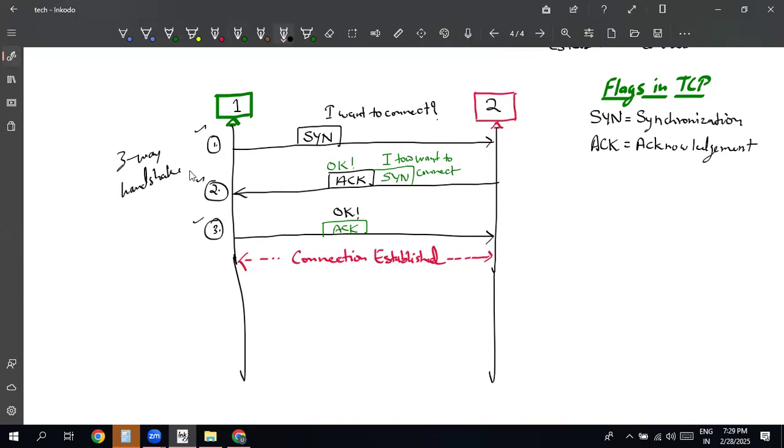After the three-way handshake has been done, the reliable transfer between the devices starts. TCP will ensure that the data is being received accurately and in correct order. If packets are being lost, then they will be retransmitted. So data sharing has started here.